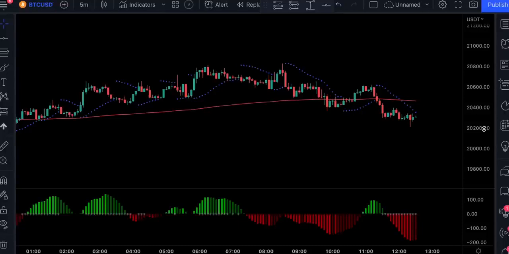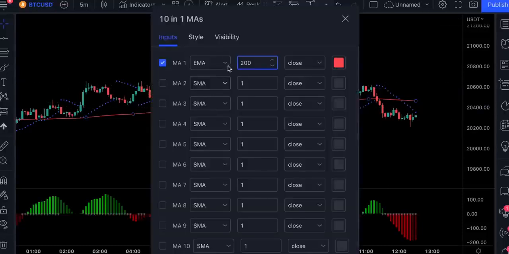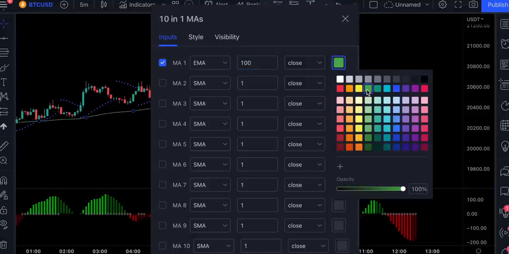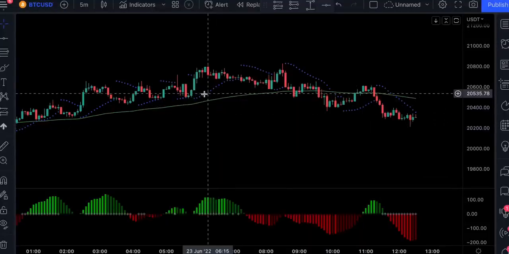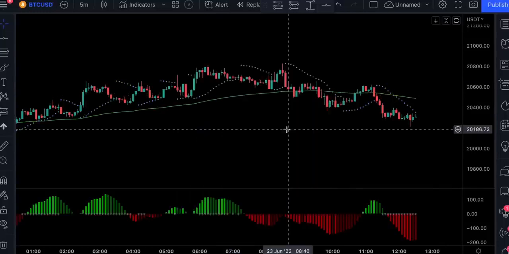Okay, now we need to make some slight adjustments to these indicators. So first of all, let's change this EMA length from 200 to 100. And let's change its color to green. Let's make the parabolic SAR colored in green too. Okay, the strategy is complete.